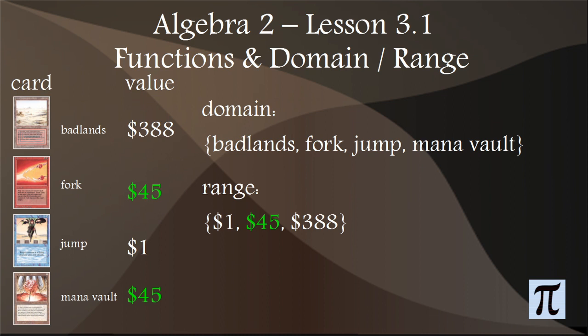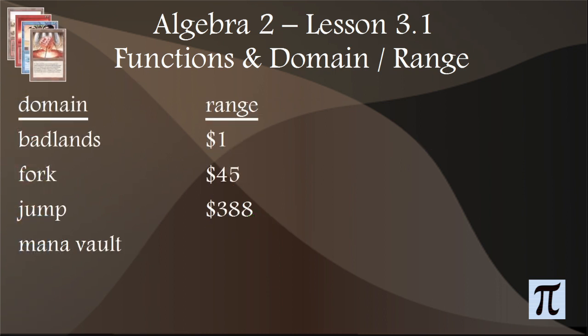Now you may notice we have two cards that are worth $45. We don't repeat values in the range. So because 45 shows up twice, we only need to list it once in the range. So let's rewrite it this way as a list. The domain as one list and the range as another list.